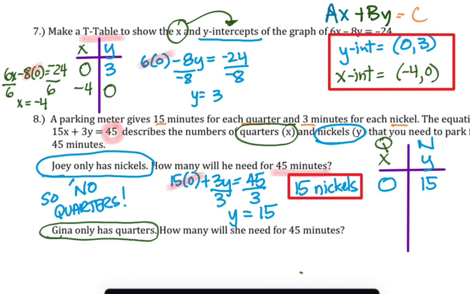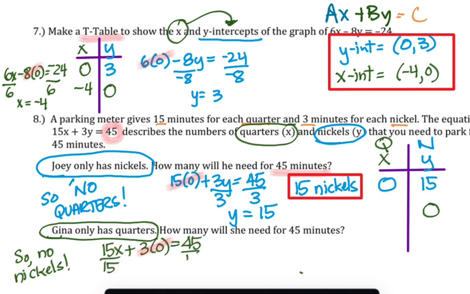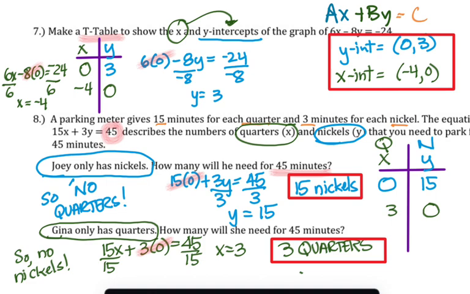Regina only has quarters, so she has no nickels. If she has no nickels, then we substitute 0 in for the nickel value, and we find out how many quarters she must have. And it turns out to be 3. She must have 3 quarters. And if you did the math, 3 quarters is 75 cents, and 15 nickels is also 75 cents. So they have the same value, just represented in different coins. So there we have it. That's how you use standard form in a word problem.